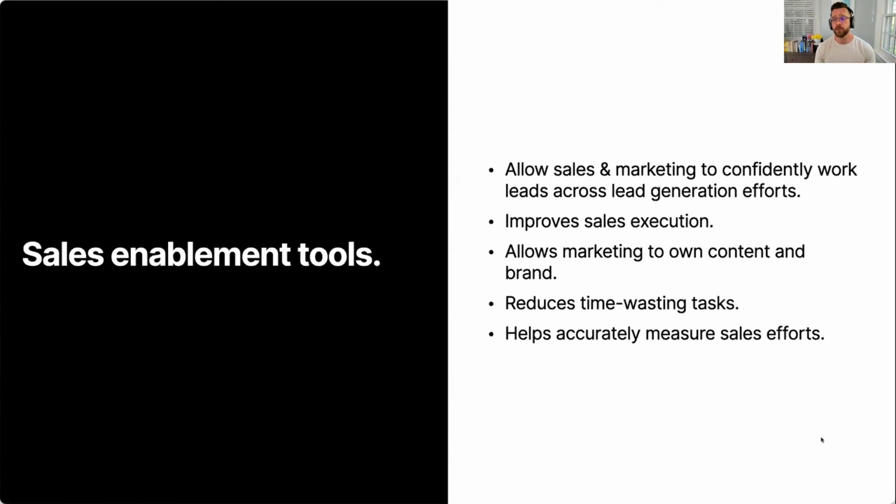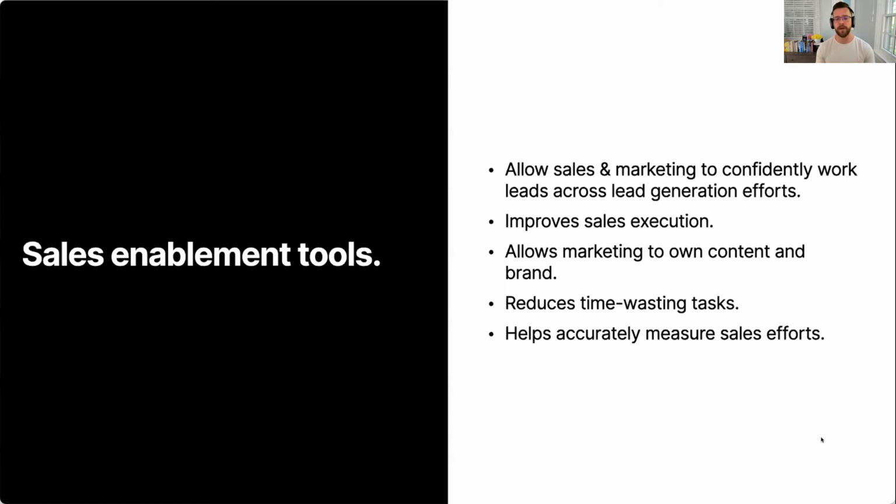Any one of these tools also reduces time-wasting tasks. Just think about if you've got hundreds of prospects in the queue and you need to scale three or four emails over the course of a couple of weeks to your prospects. It allows you to reduce all the time that's wasted creating those tasks and getting those email campaigns out.